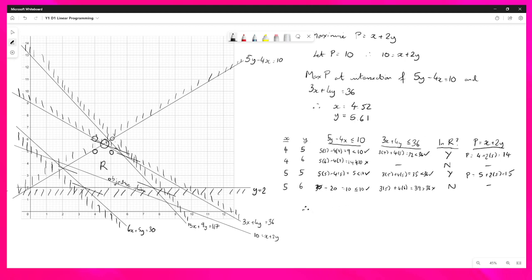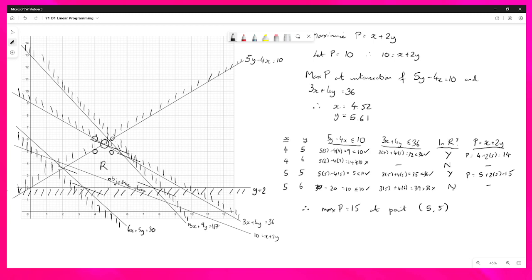Once we've got all this, we just pick the biggest value of p, like we did with the vertex testing method. So the maximum p is 15 at the point 5, 5. Again, if this is contextual, like we've seen in the past, then you need to conclude in context as well.